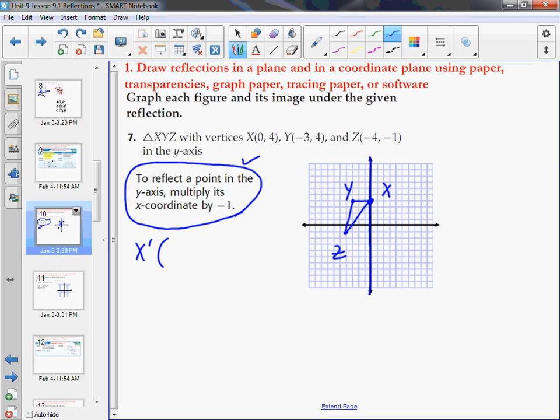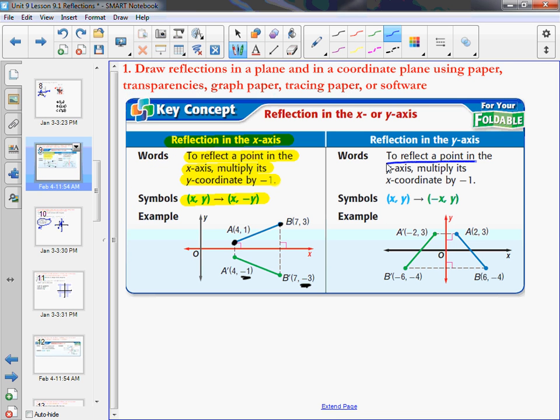Oh, I shifted it now. I showed you the x-axis, and now I'm working on the y-axis. Okay. To reflect a point in the y-axis, multiply its x-coordinate by -1. Sorry, I didn't mean to mix them up. Does that make sense to you, though? It's the same idea, just going left, right instead of up, down. Okay?